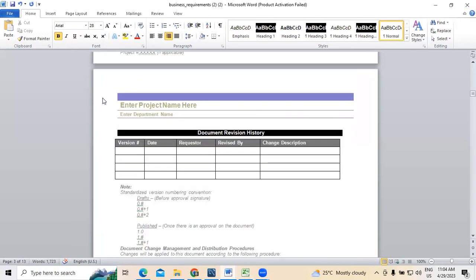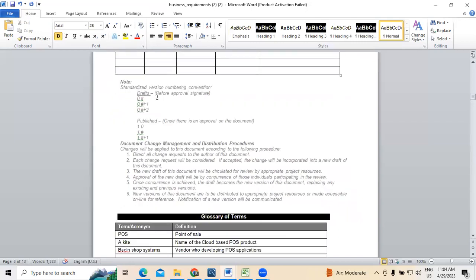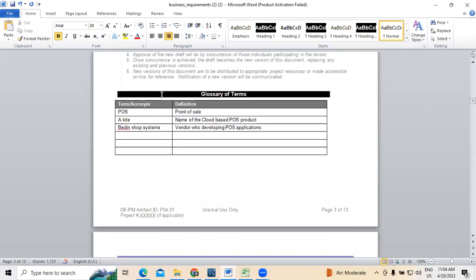For that, the document revision history, as I mentioned in the beginning, is point number 1. That comes in regularly. That's not the one you will be preparing on the first day. Second, the glossary of terms. What are the different terminologies we want to use in this project? That we have to mention: the kind of terminologies and the kind of definitions we want to use.